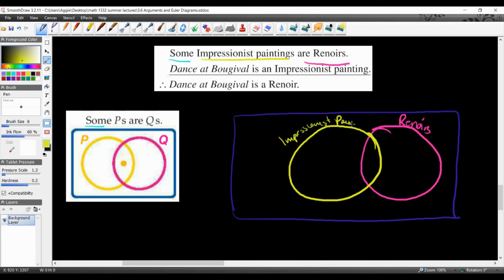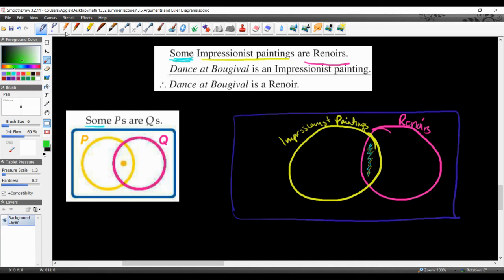Impressionist paintings. Okay. So since some of them are in there, that means we're just talking about this piece right here. This little part where they overlap. That's the "some" that they're talking about. I guess I can color code that. That's this part right here. Okay, that's the "some." Our second premise says Dance at Bougival. So that's some painting that is an Impressionist painting.